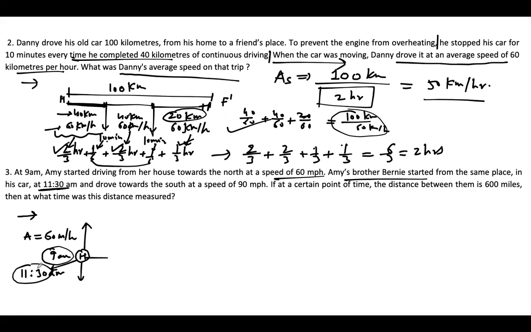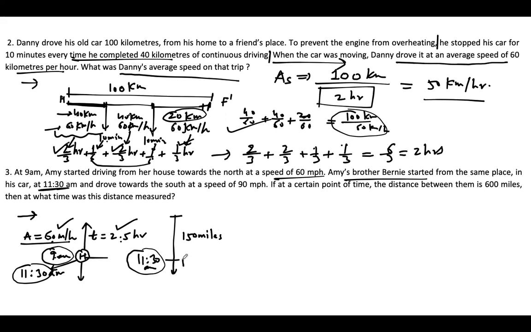That means in this time from 9 a.m. till 11:30, Amy must have traveled for how many hours? 2.5 hours. That means time is 2.5 hours. Speed of Amy is 60 miles per hour. So how much distance did Amy travel? Speed into time, 60 into 2.5, 150 miles. See, right now, I know that the time is 11:30 a.m.